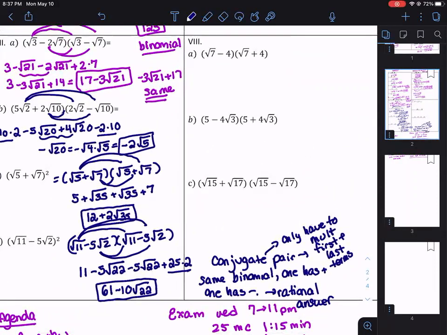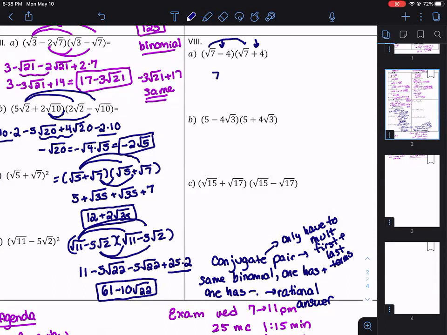So I'll give you a moment to get that down. We're going to be talking about conjugates a lot at the end of our lesson today, the last half. So you're going to really see a lot more use of this, and it will be very apparent how and when to use it. For now, this is a conjugate, minus and plus, same binomials.